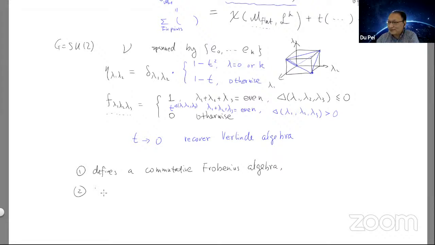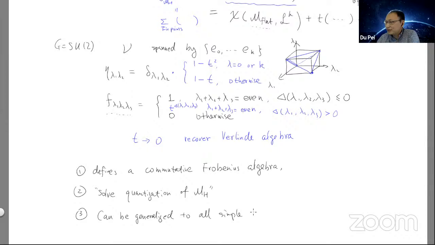Then it also solves the quantization problem, or more precisely, computes the graded dimension of the Hilbert space after the quantization of MH. So here I've given this for the equivariant algebra for SU(2), but this can be generalized to all simple and simply connected groups.